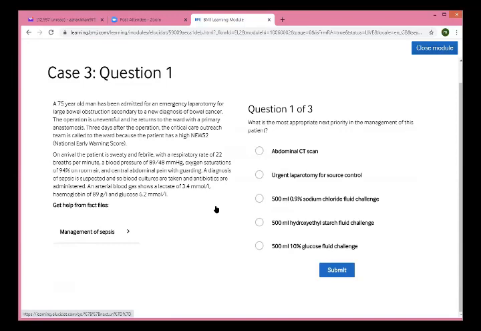Okay, so a 75-year-old has been admitted for an emergency laparotomy for large bowel obstruction, secondary to a new diagnosis of bowel cancer. The critical care outreach team is called. On arrival, the patient is sweaty and febrile. Blood pressure is low. Blood cultures are taken. Antibiotics are given. ABG shows serum lactate is high. Hemoglobin is 8.1. So, what is the most appropriate next step of management?